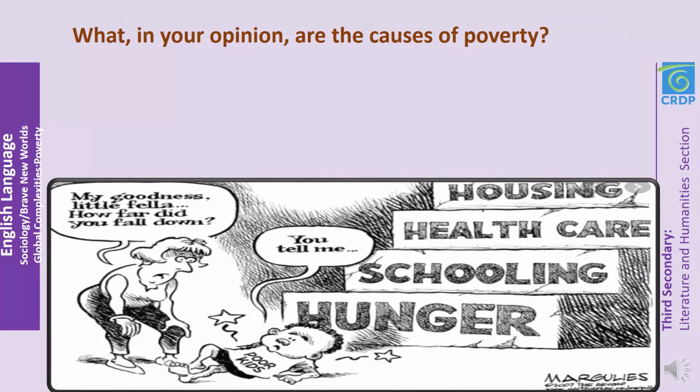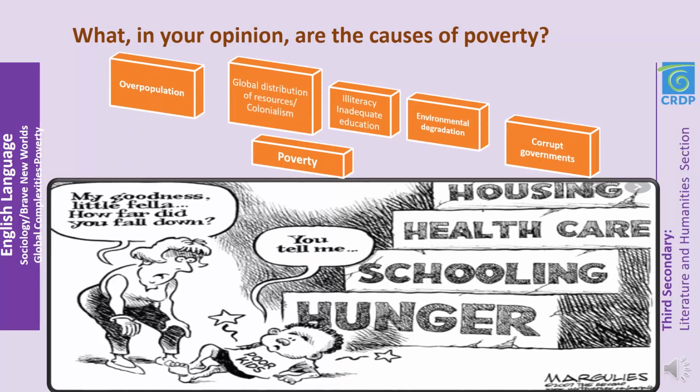When people see a poor kid or a poor person, rarely do they think about the causes that got them there. What causes poverty? It can be overpopulation, global distribution of resources, colonialism. This is when rich countries exploit the riches of poor countries, as in the case of Africa. Illiteracy and inadequate education, environmental degradation, and corrupt governments. With the exception of environmental degradation, most of the other causes can be eradicated. They have roots in politics rather than in natural causes.